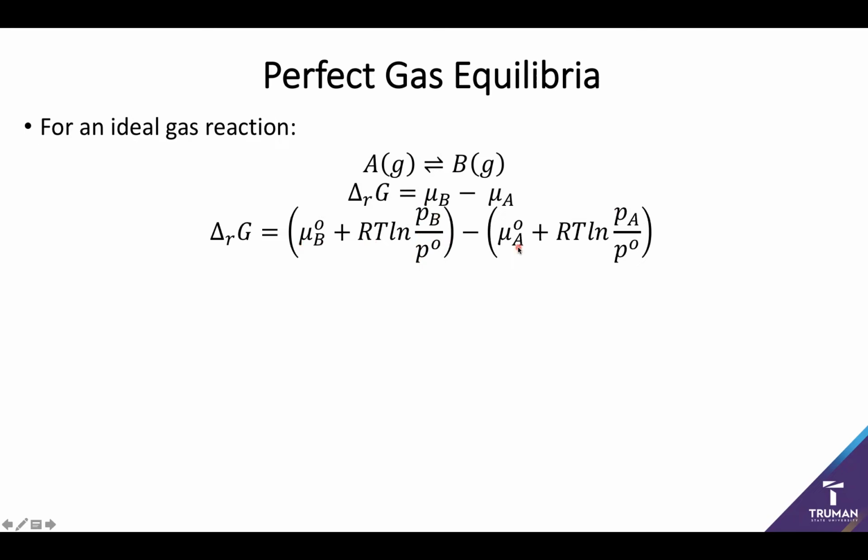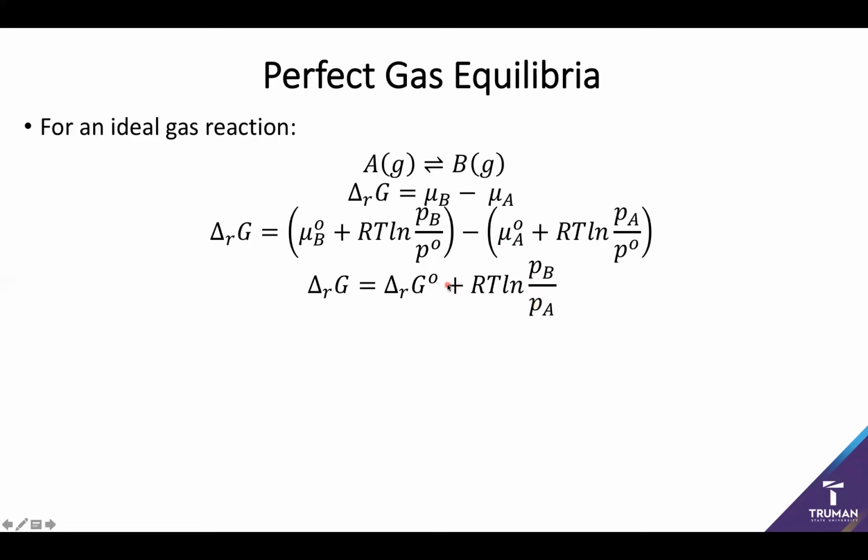Now, when I do this, what we can do is essentially rearrange our equation to collect our standard state chemical potential terms and our pressure terms together. And so when we do this, what we find is that our free energy of reaction can be given as the standard state free energy of reaction plus RT, the natural log of the ratio of products over reactants. And again, with respect to the concentration, here given as pressure.